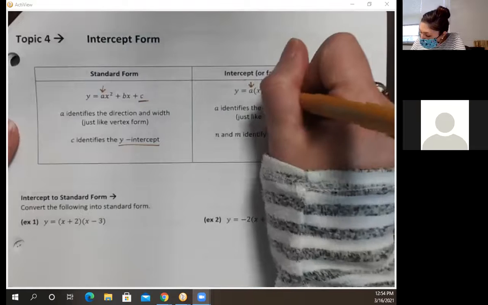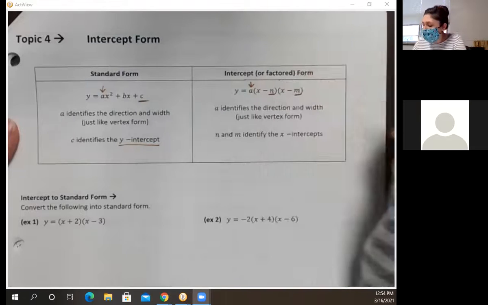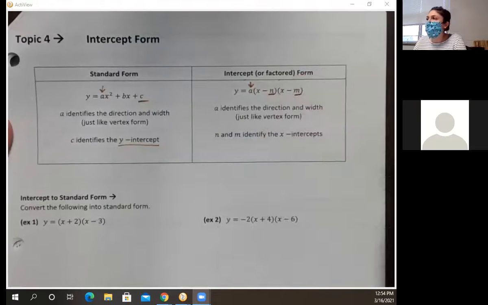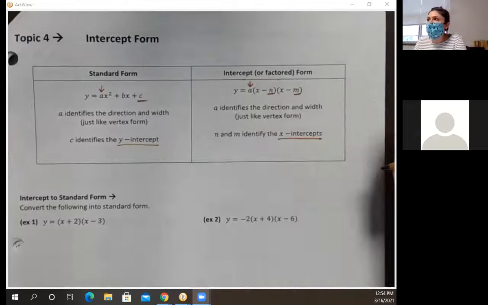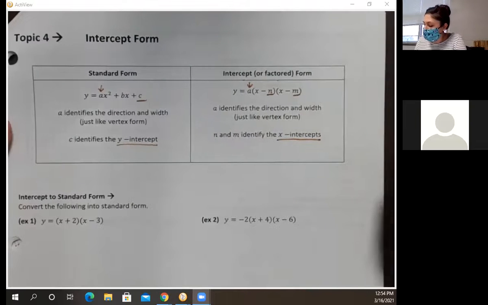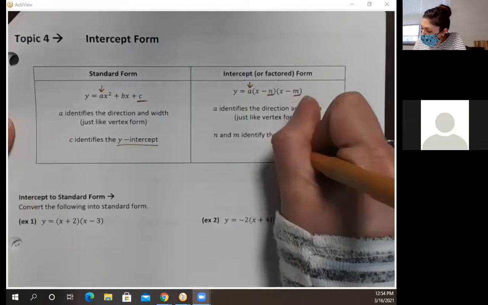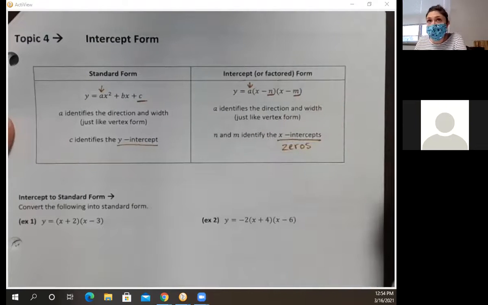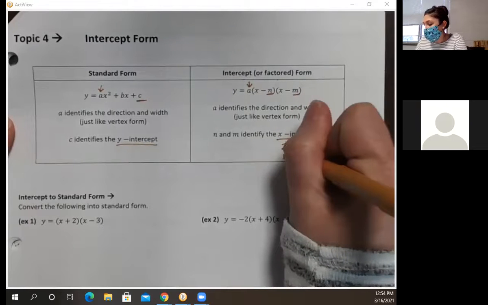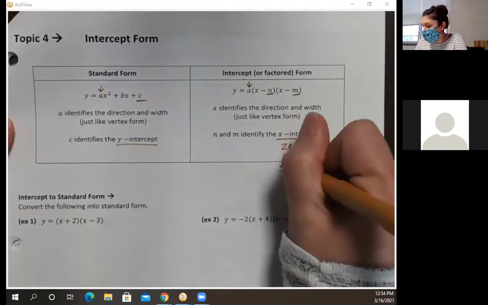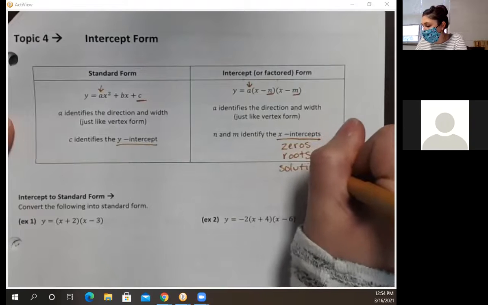And then we took a look at, with one of our examples, what those numbers inside our factors represent. And we said that they actually represent the x-intercepts on our graph. We're going to see the term x-intercepts. You may also see, when we're on our calculators, the term zeros. You may also see roots. And in our next unit, we're going to talk about solutions.